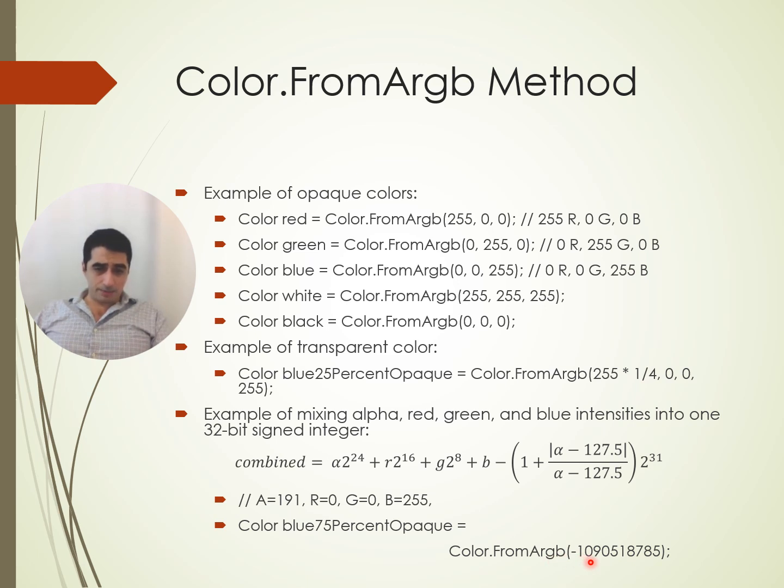Here, as an example, if the alpha is 191, red, green are 0, and B is 255, you're gonna get this number, right? This is basically a 75% opaque blue color. This is more opaque than the 25% one. So A is 191, red and green are 0, blue is 255. If you plug in these numbers into this formula, you get this negative integer, and then you just pass that negative integer to Color.FromArgb as its only parameter.